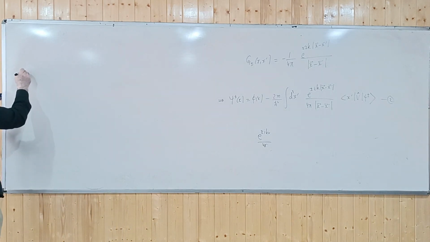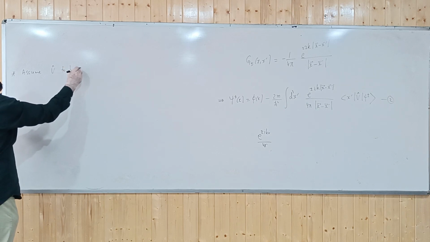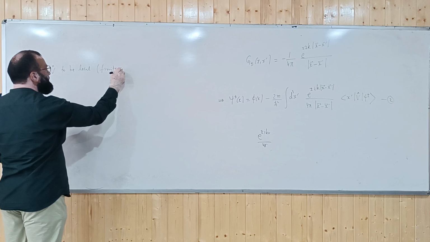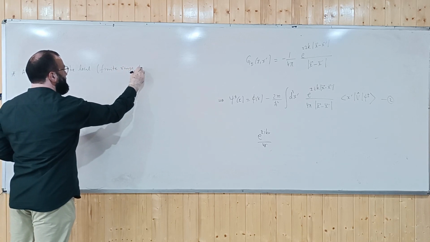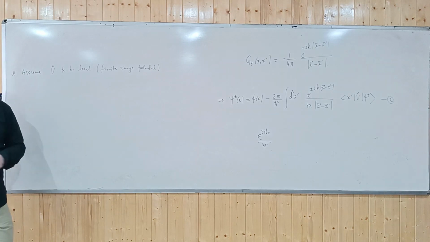So let's assume V to be local. That means we have a finite range potential that describes our scatterer.